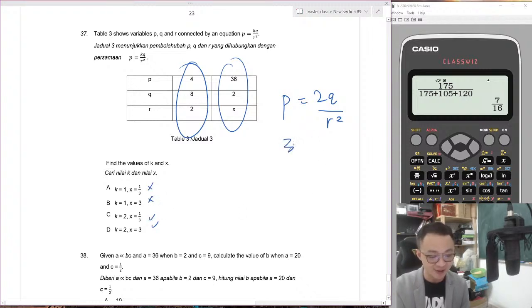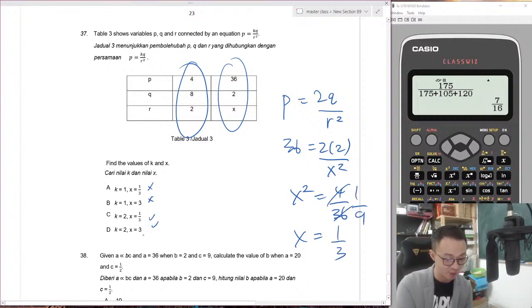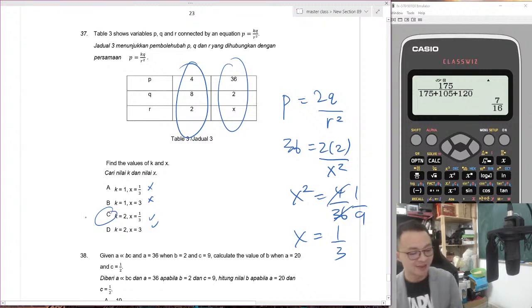Then I will insert another group here to find my X. K is 2, either C or D. Then I insert 36 here. Q is 2, R is X. So X squared is 4 over 36. X is 1 over 9, so 1 over 3. So the answer is 1 over 3, K equals 2. The answer is C. Just need to solve it.